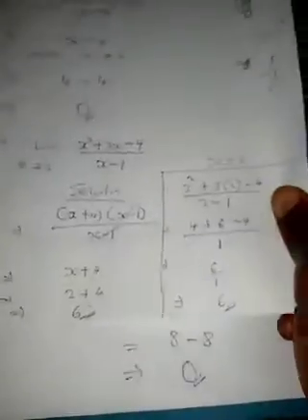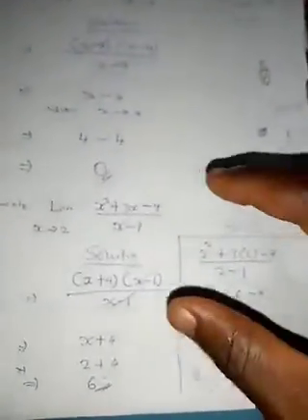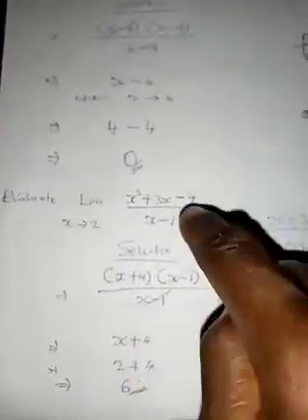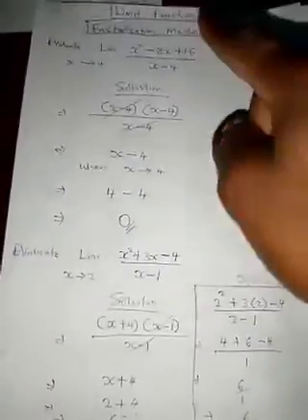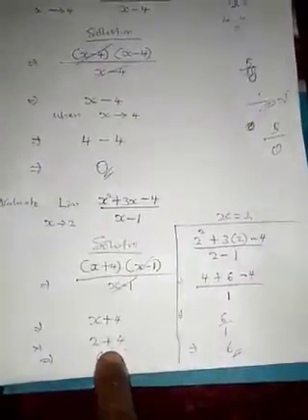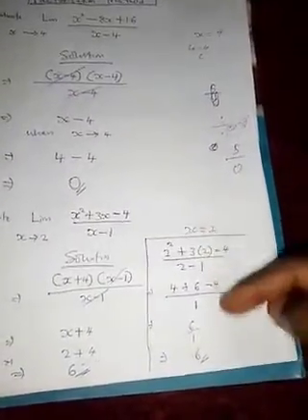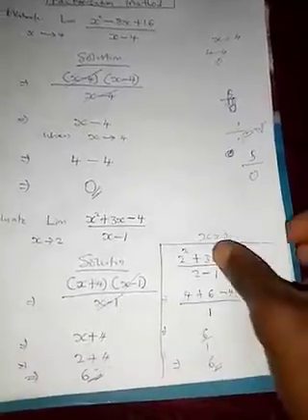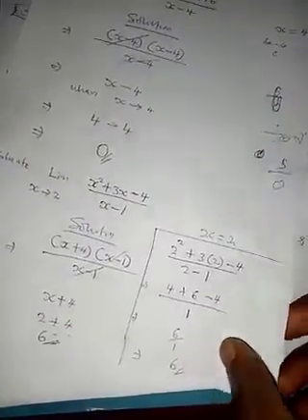So I'm going to try to solve this using the L'Hospital method. We can say that we used factorization to solve this question and we had 6. We used direct substitution because we know that it will work, and we still had 6. Now I'm going to show you using the L'Hospital method, and we must also have 6 as our final answer.